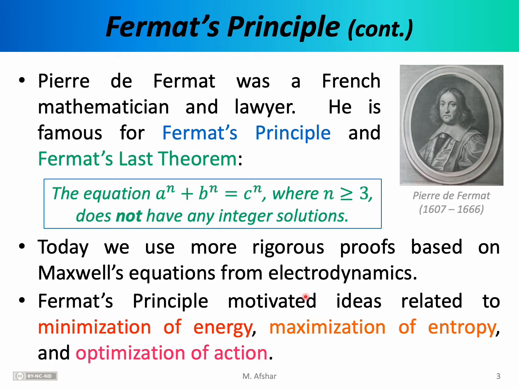Fermat's principle later on motivated ideas related to the minimization of energy, maximization of entropy, and the optimization of action. So this idea that nature behaves in a way to minimize, maximize, or optimize a quantity like time or energy or entropy or action is an idea that has had long-lasting and important influence on modern physics.